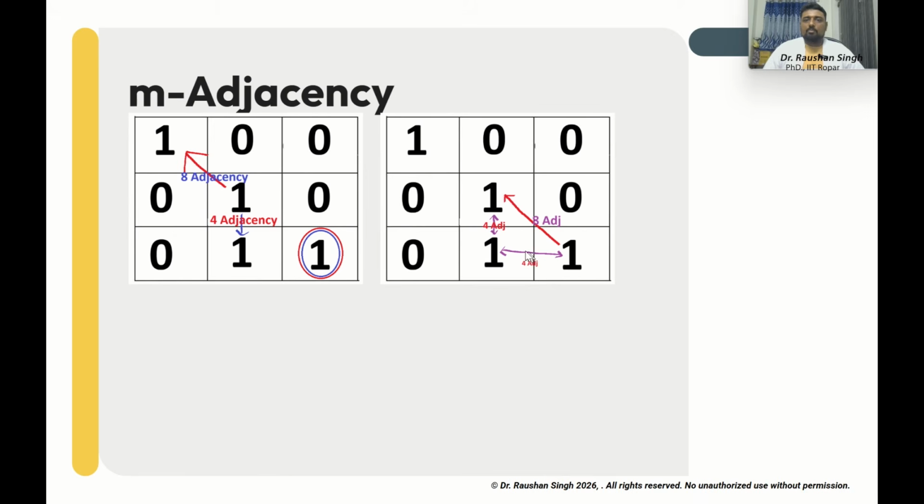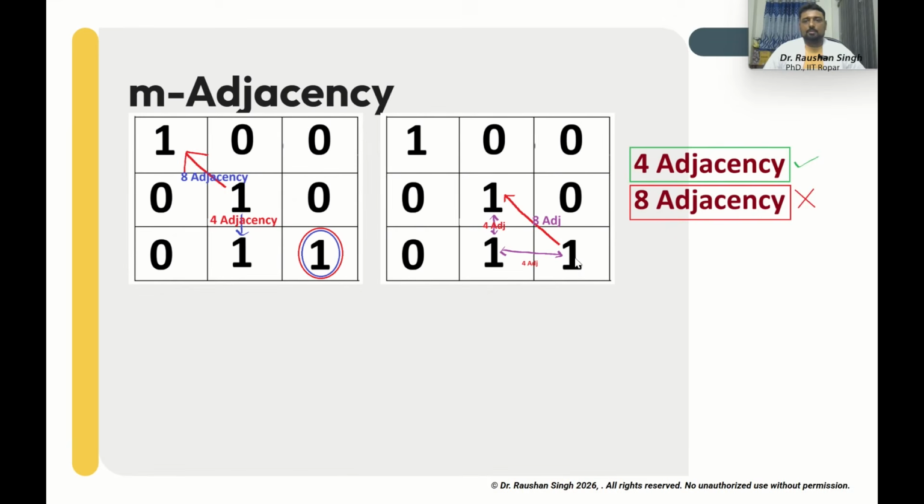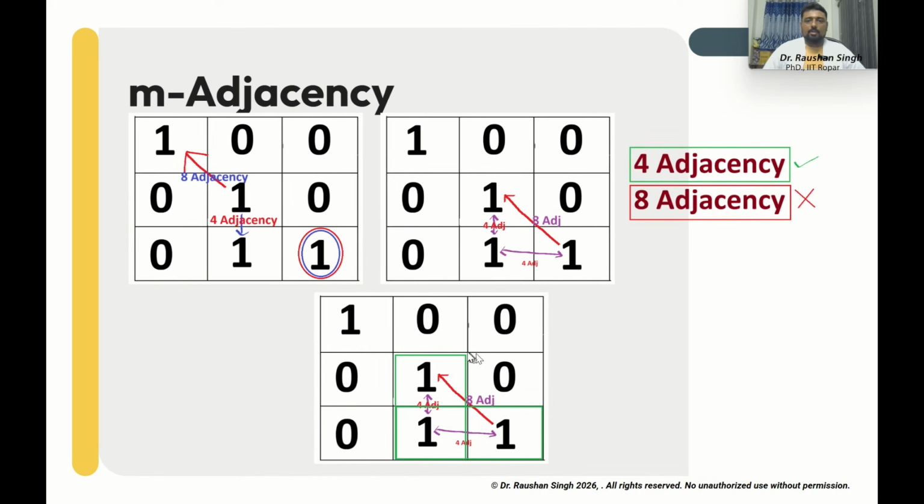If this type of confusion comes, if I say from this 1 to 1 you have to move, which path will you take? Will you take this path or this path? Okay, in that case, we always have to take the 4 adjacency. You should take 4 adjacencies only. Then your path will be this one, from here to here. This path only you have to consider.